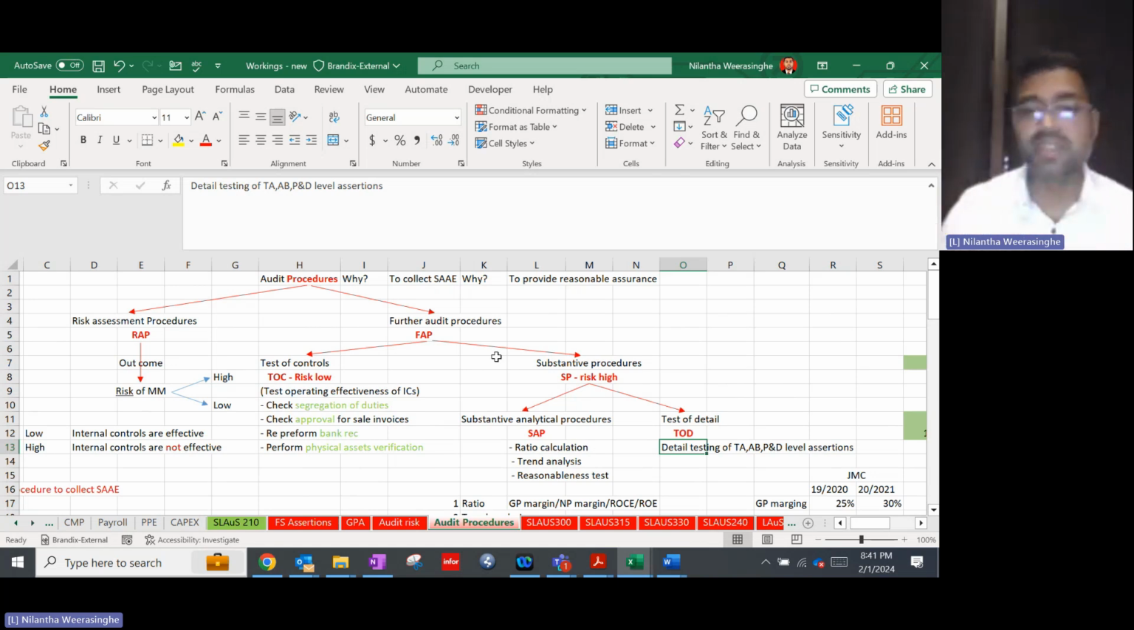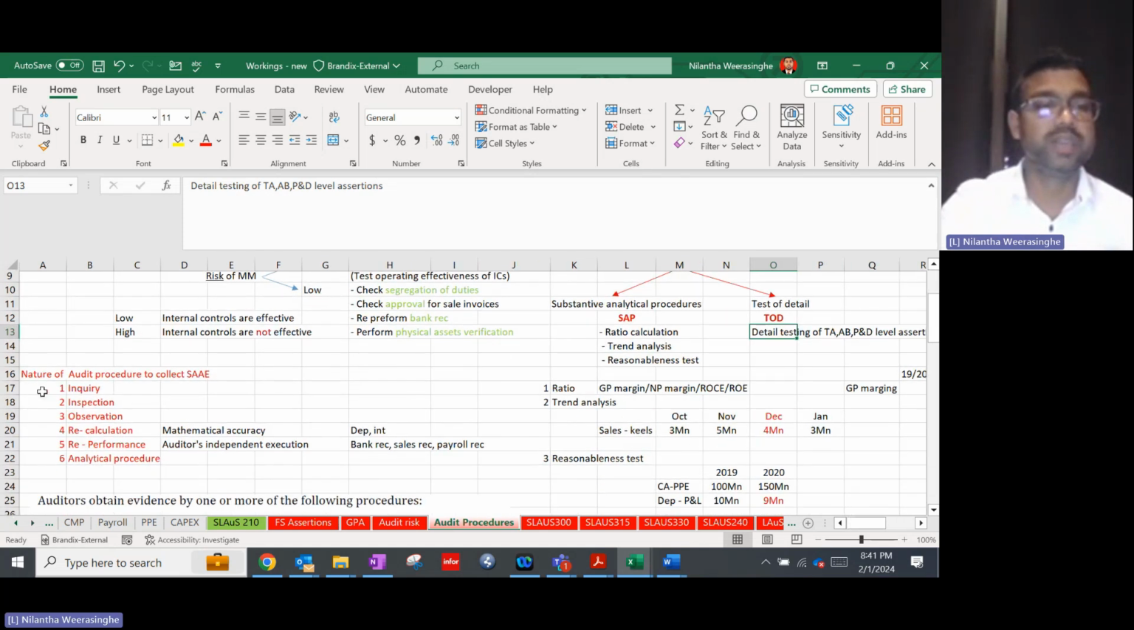But the nice thing is this: none of these are actually performable audit procedures. These are classifications. Some of the procedures you perform come under test of control. Some come under analytical procedures. Some will be test of detail. Some may be substantive procedures. But what are the real audit procedures to collect sufficient appropriate audit evidence? It is the nature of audit procedures.